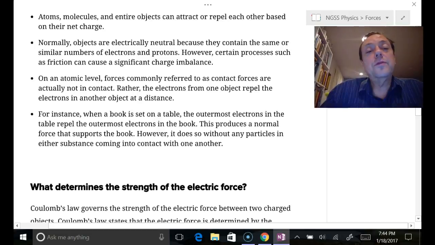On an atomic level, forces commonly referred to as contact forces are actually not in contact. Rather, the electrons from one object repel the electrons in another object at a distance. For instance, when a book is set on a table, the outermost electrons in the table repel the outermost electrons in the book. This produces a normal force that supports the book. However, it does so without any particles in either substance coming into contact with one another. Right? The fields of each repel one another.